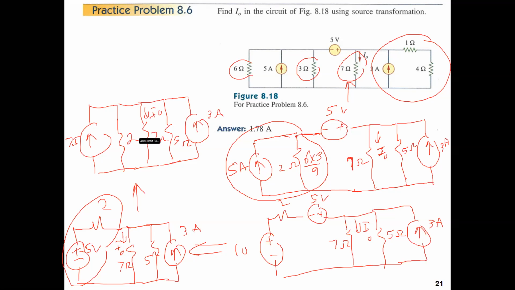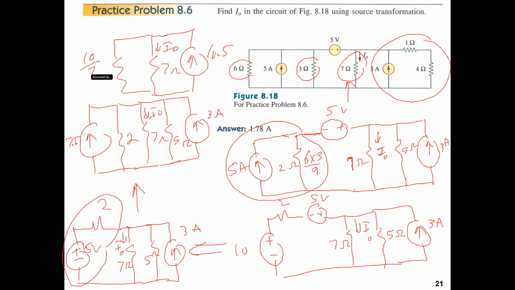Okay, now we have the current sources. They are in the same direction, so they will be added. So this will be 7.5 plus 8 plus 3 will be 10.5. Then we combine the 2 and the 5, and we keep the 7, I0 goes through it, and 2 and the 5, so 2 times 5 is 10 over 7.